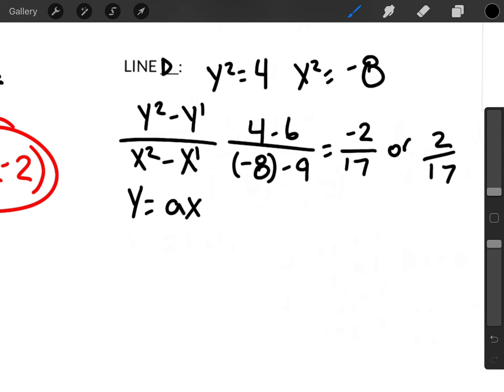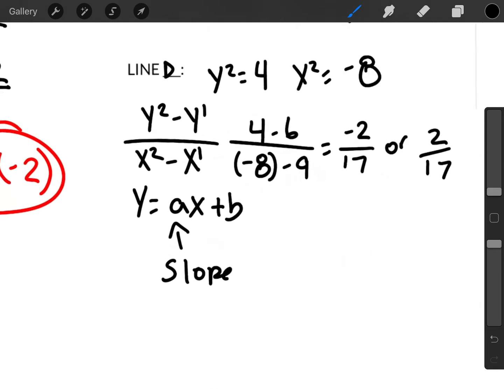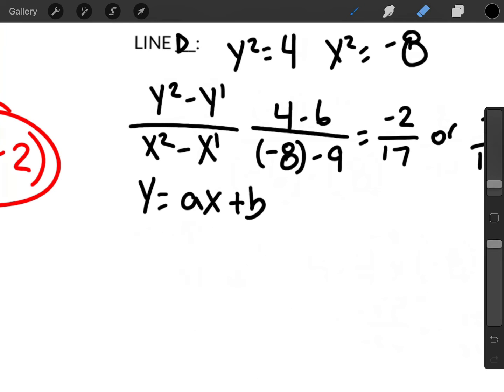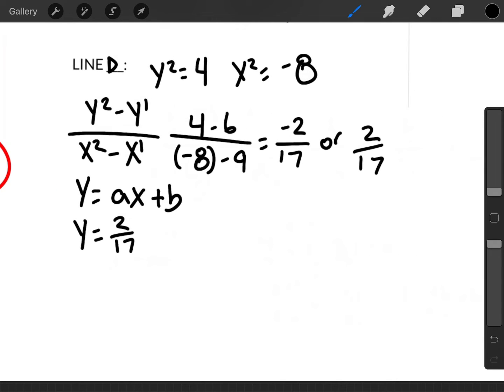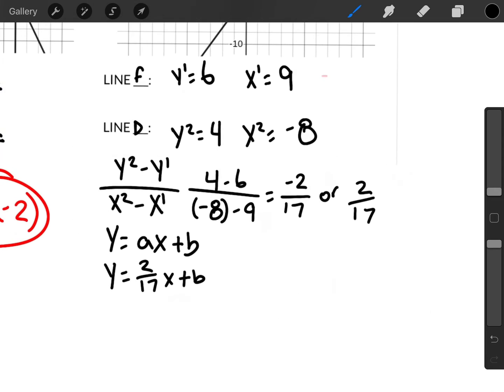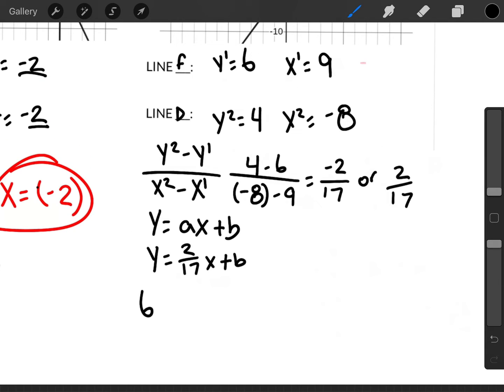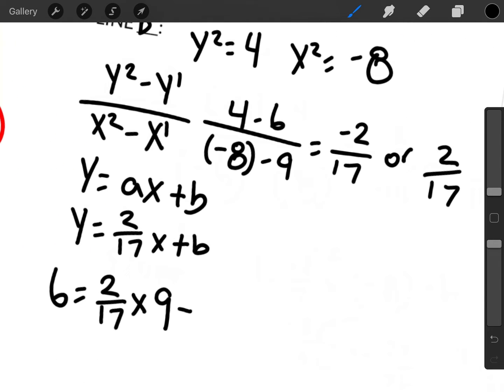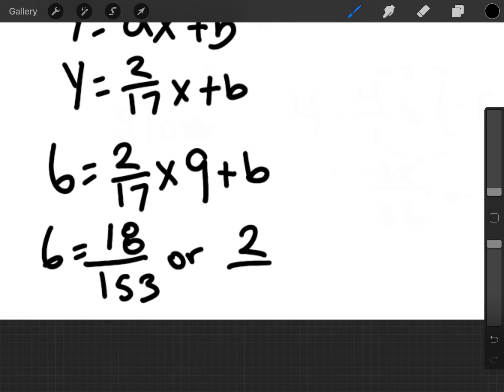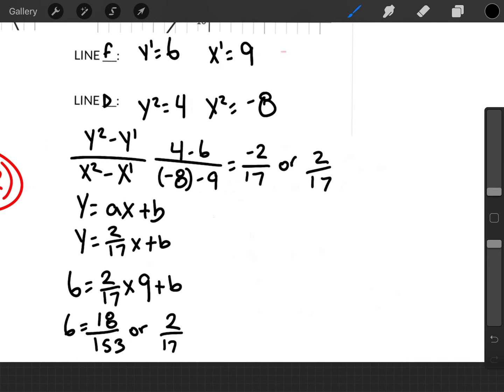This formula is y equals ax plus b. The a means slope, which is what we just found as 2 over 17. I now have to put in my slope in the spot of a, so 2 over 17x plus b. Then I have to put in my y and x variables, which will be y1 and x1. So it'll say 6 equals 2 over 17 times 9 plus b. This will give me the answer of 18 over 153, but I can simplify that again to 2 over 17.